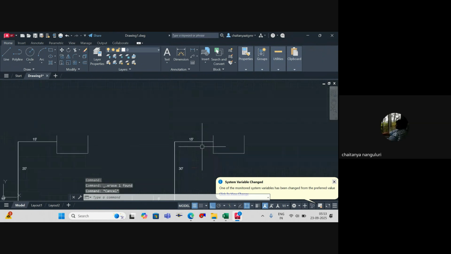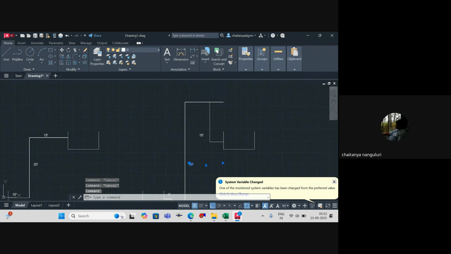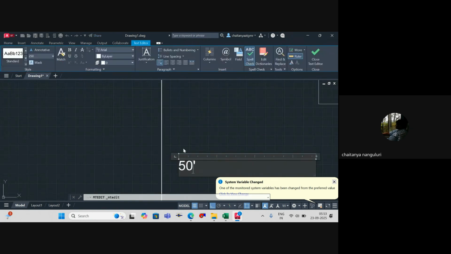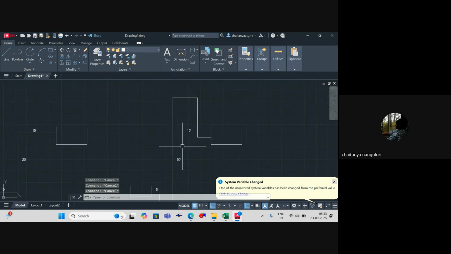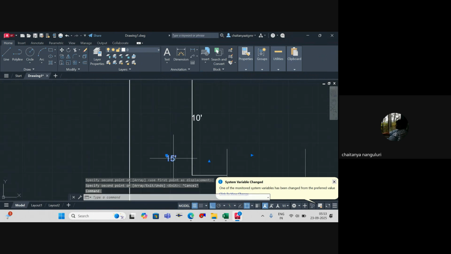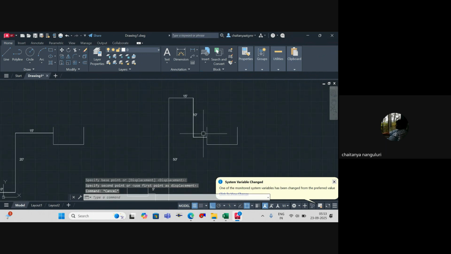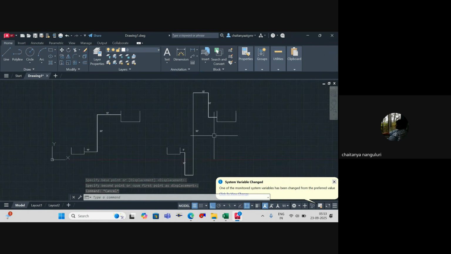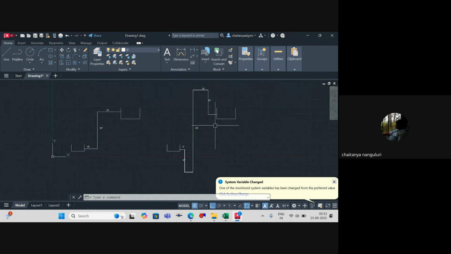Okay, let's take another example. Let's take this as some 50 feet. This is anyway 10 feet only, and let's say this is again another 10 feet, and this length is 15 feet. Now, can you tell me what is the static head here? 10 feet, 50 feet, 10 feet, and all. So what is the static head over here?